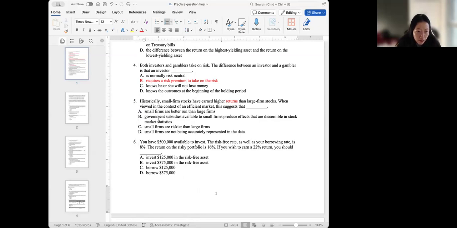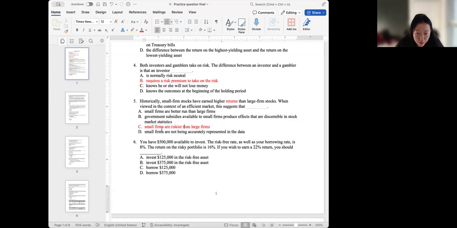Could be, but we don't know. Government subsidies available to small firms produce effects that are discernible in stock market statistics. We're not sure. Small firms are riskier than large firms, so this is very likely in the context of efficient market. And also, we know this. So don't pretend that we haven't learned this part.